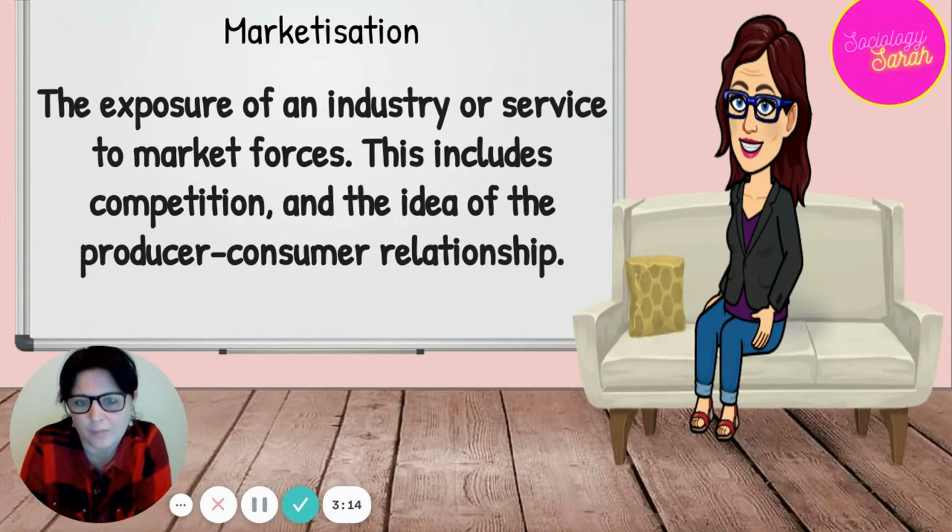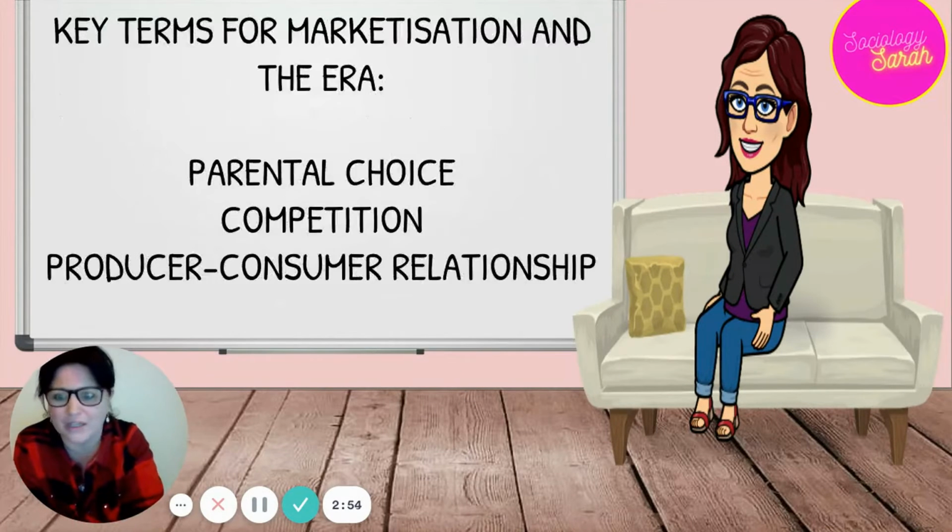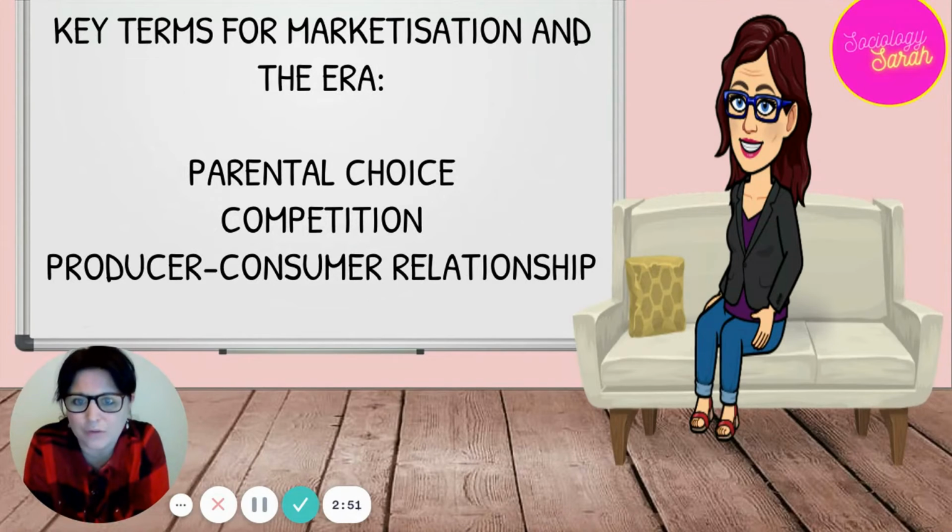So this includes the element of competition. Marketisation includes the aspect of competition, and it also includes the aspect of the producer-consumer relationship. So if all you take away in terms of marketisation is the element of competition and choice and the producer-consumer relationship, then you're absolutely fine. So the key terms when we talk about marketisation and the Education Reform Act, that's the 1988 Education Reform Act, the key terms you really need to come to your mind when you see a question on marketisation are parental choice, competition, and the producer-consumer relationship.